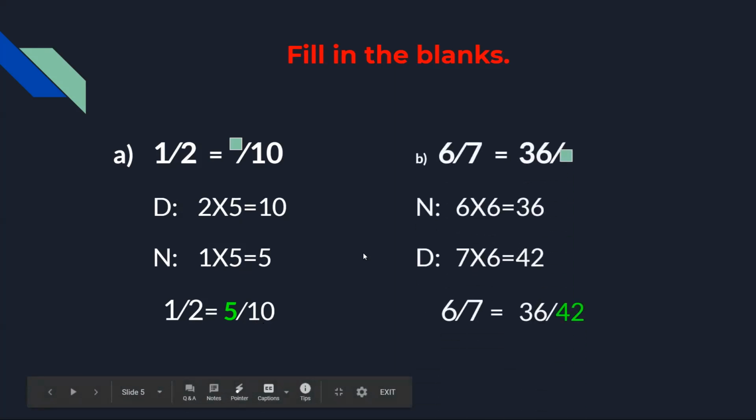Let us take one more example. The next sum is 6 upon 7 equal 36 upon dash. Here the numerator on one side is 6 and on the other side is 36. So we know that 6 into 6 equal 36. So the denominator will be 7 into 6 equal 42. So our answer is 6 upon 7 equivalent to 36 upon 42. In this way, we find out the blank. The blank may be in the numerator or in the denominator.